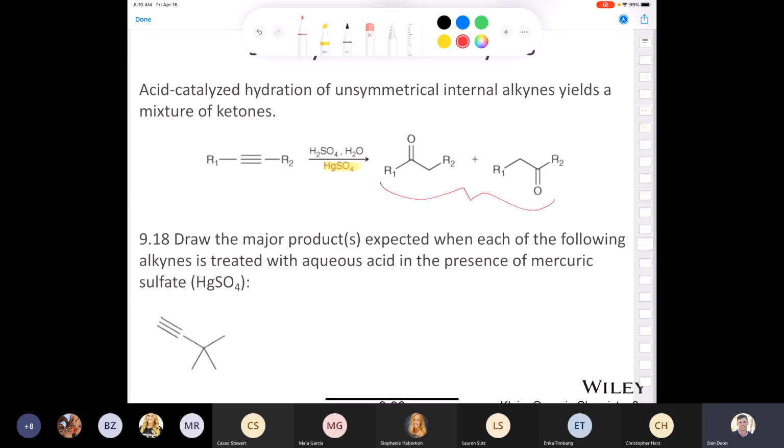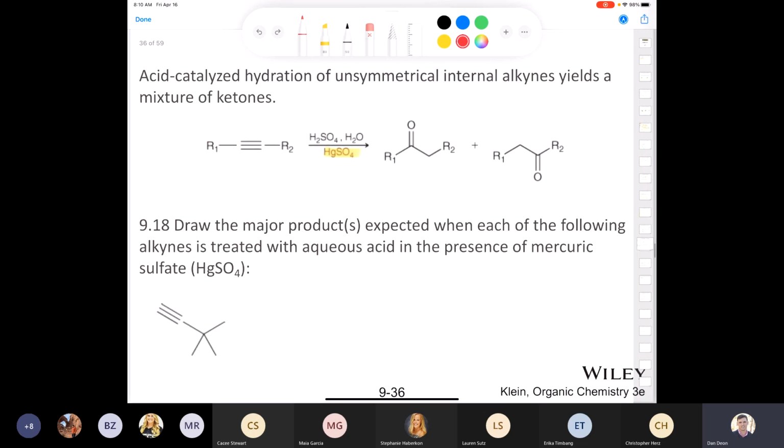So this reaction is, I don't like to say less useful, because every reaction in organic chemistry has its place and its time. But I would say this reaction is maybe a little less synthetically useful, since mixtures are something that we like to avoid in organic chemistry. Anyhow, let's take a look at a question. This would be a perfectly reasonable question for an exam.